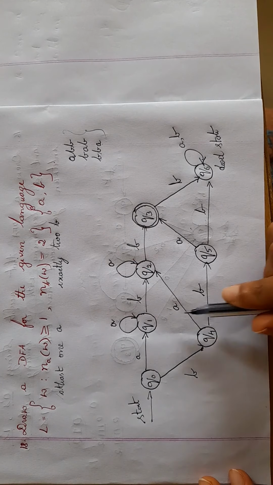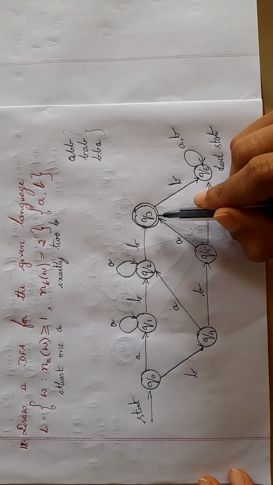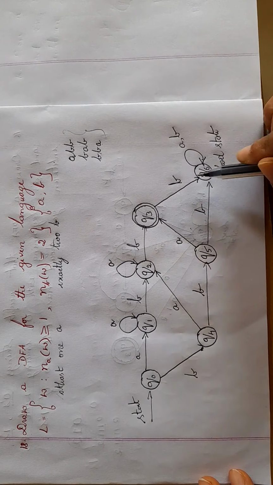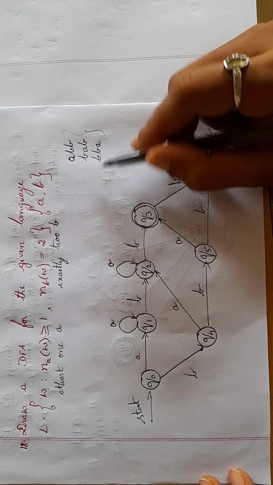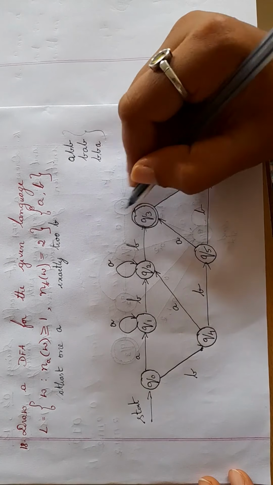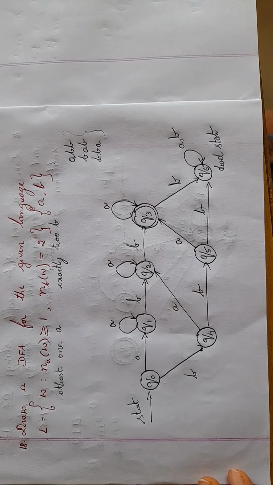So from Q4 also AB is done. From Q5 also AB is done. Next I have Q3. From Q3 B is done. A is not considered. A can repeat any number of times anywhere in the given string. So I will loop it.